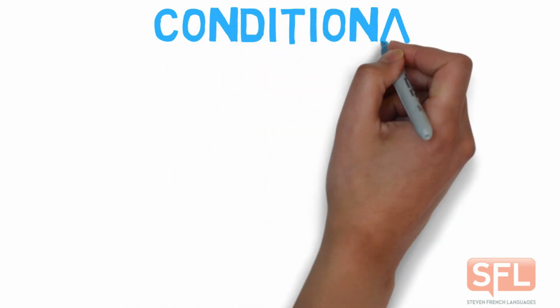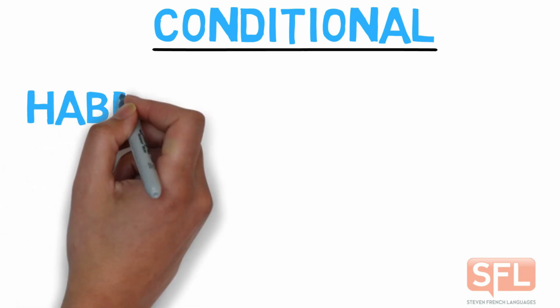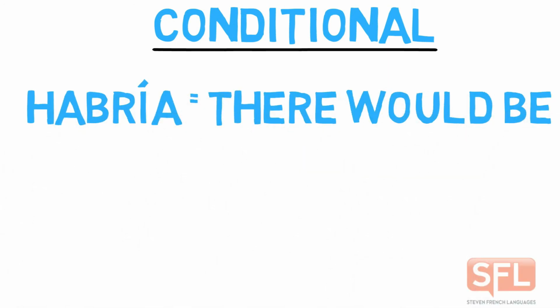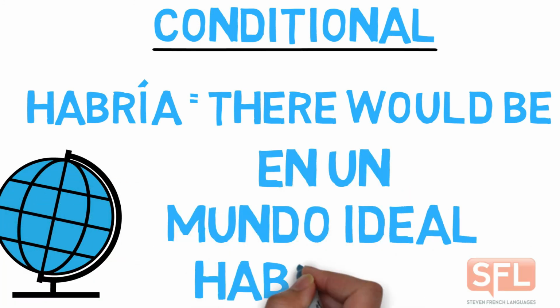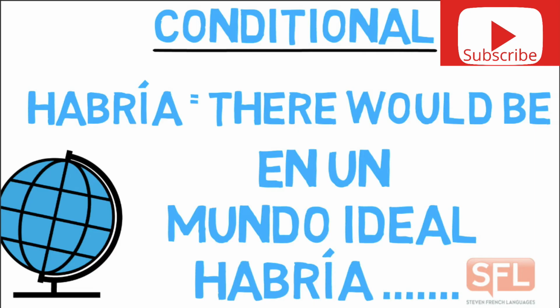Now we're moving on to the conditional. Now the conditional is habría, and that means there would be. So perhaps we've got a picture coming up there. So, en un mundo ideal habría, in an ideal world there would be. A little bit rushed at the end there, apologies for that, but you get the idea. Habría means there would be.